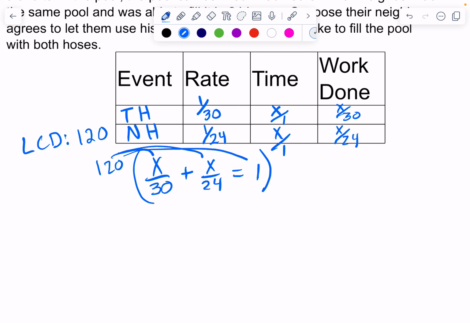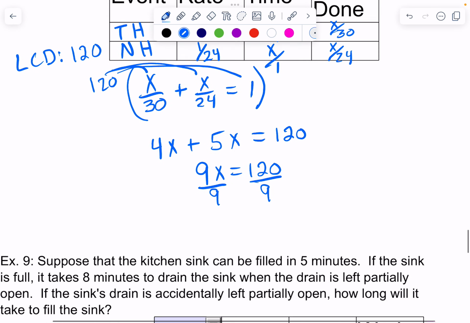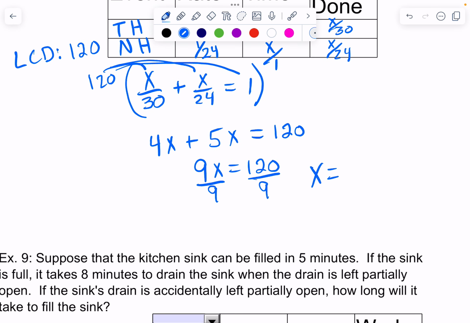120 times X over 30 is 4X, plus 120 times X over 24 is 5X. 120 times 1 is 120. 4X plus 5X is 9X's, which equals 120. When you go ahead and divide 9 to both sides to solve for X, you get that X equals 13 1/3 hours.